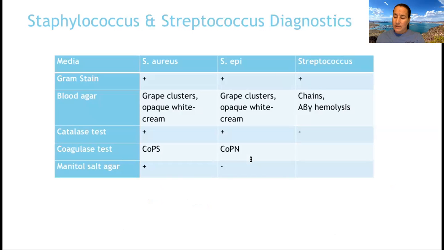But we said coagulase positive is going to be the coagulase test, for staph, and our strep is not going to have it. Catalase, yes for staph, and strep is a no for those guys. So those are some tests that you might use to differentiate between the two: coagulase and catalase. And if catalase is positive, coagulase is positive, and mannitol salt is also positive, then you're definitely looking at Staph aureus. So, different ways to diagnose these little guys.